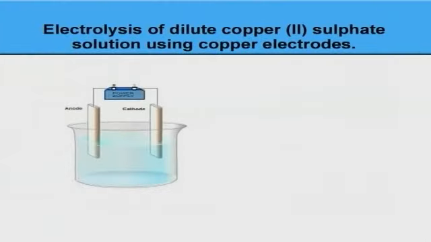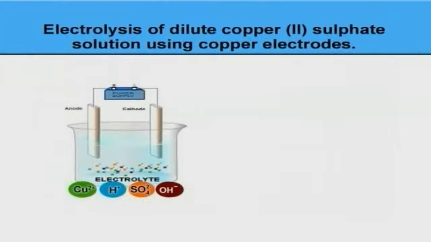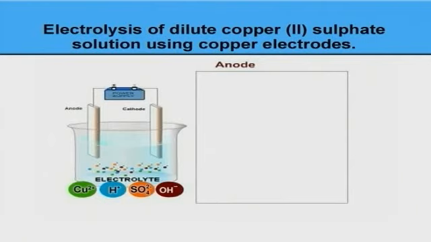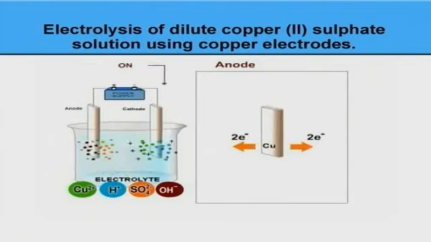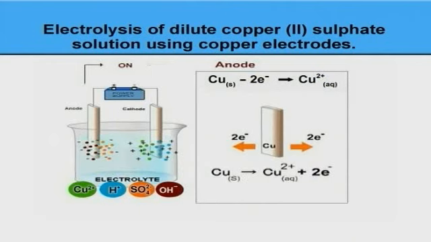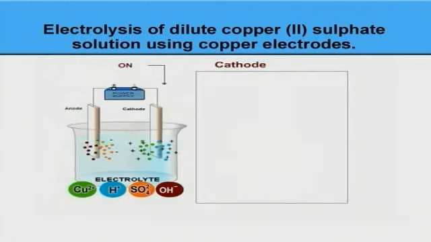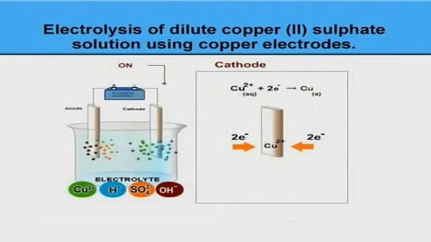Ions present are copper 2+, sulfate, hydrogen, and hydroxide. In this example, the copper anode becomes active and ionizes to form copper ions. Copper loses 2 moles of electrons to form 1 mole of copper 2+ ions. Oxidation has occurred. The copper 2+ ions migrate to the cathode and are discharged, forming a coating of copper metal on the negative electrode.